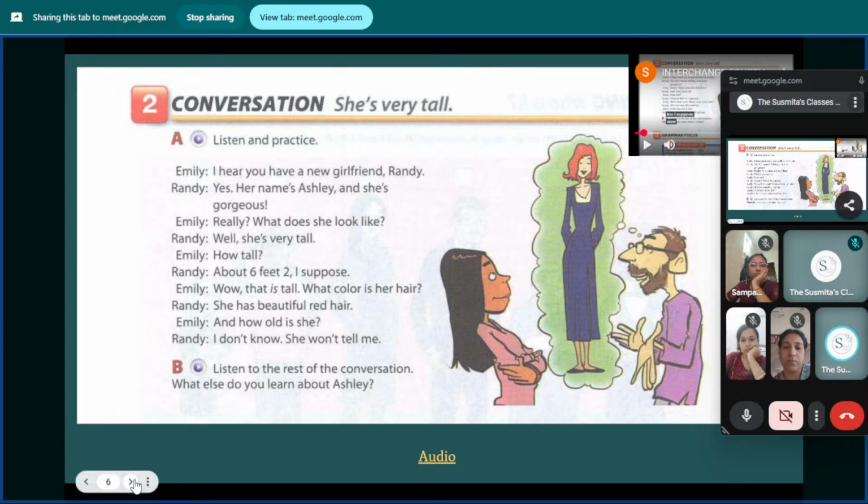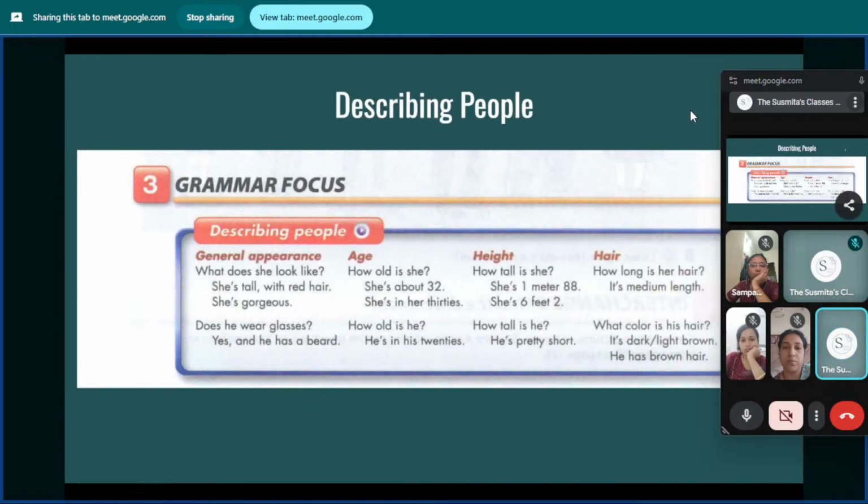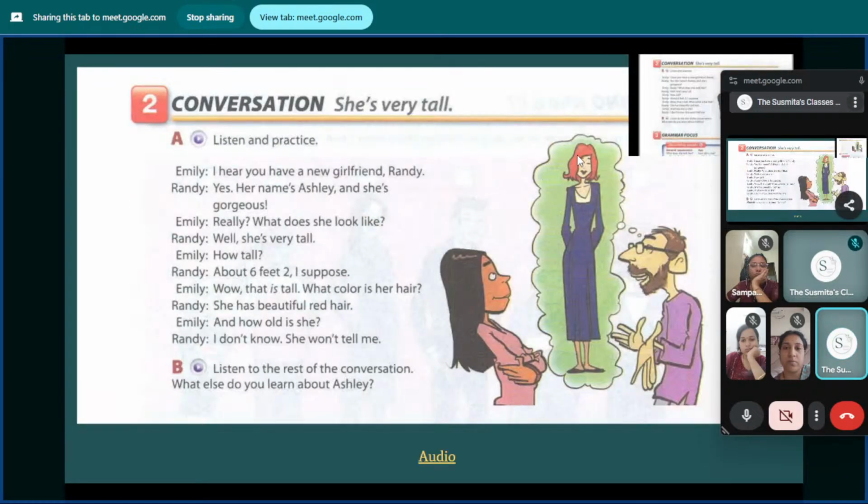I think I played the same part again. Just give me 1 second. I tried to put the seconds yesterday. Just 1 second.